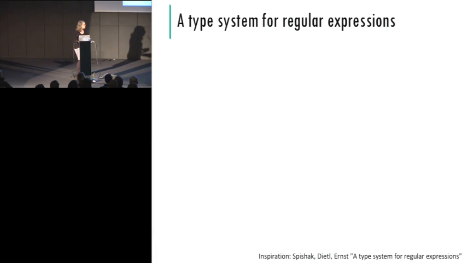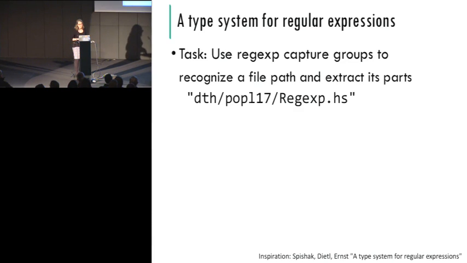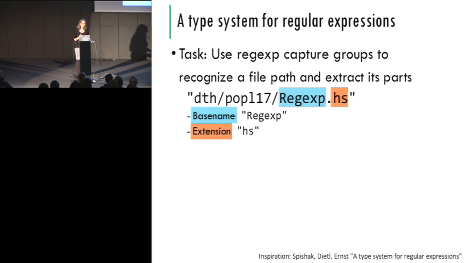What would a type system for regular expressions look like? There are lots of ways we could design this. Here's the problem that I want to solve. Say I have a string that looks like this, a file path, and I want to use a regular expression to recognize that file path. I want to be able to extract parts of it using capture groups in regular expressions, an extension where you can mark subgroups in the regular expressions and find the strings that match that part. For example, I might want to pull out the base name of that file path, or I might want to pull out the extension, even though maybe the extension's there, maybe it's not. I want to find it if it is.